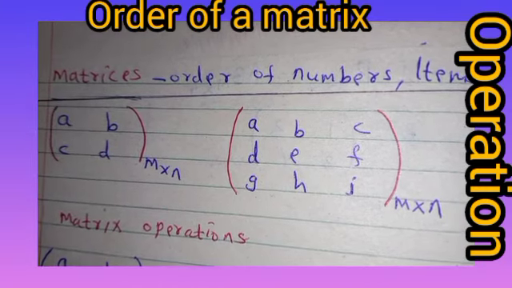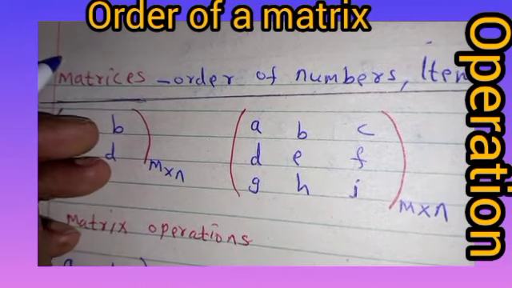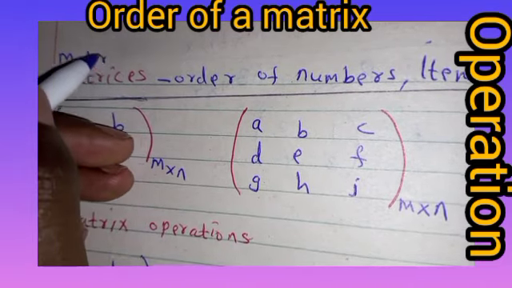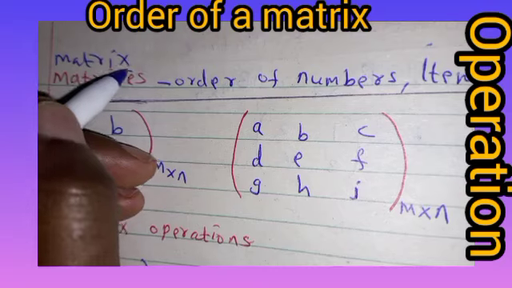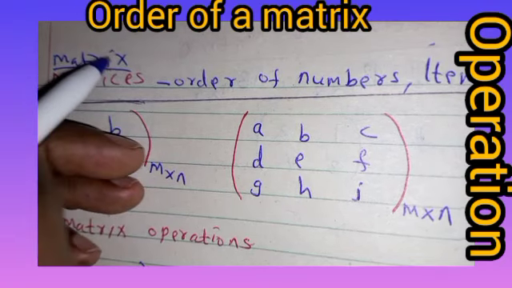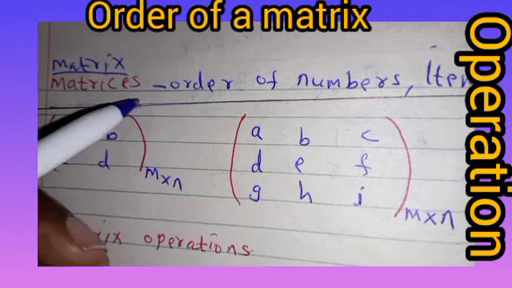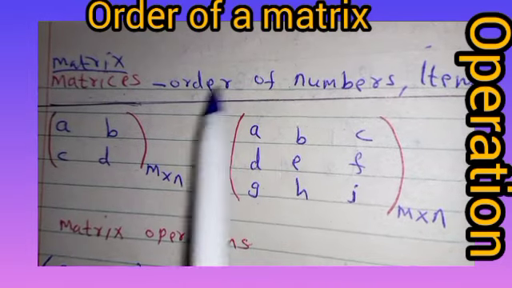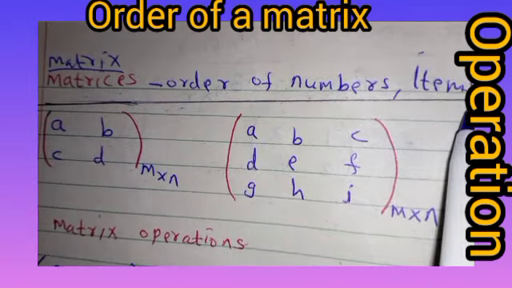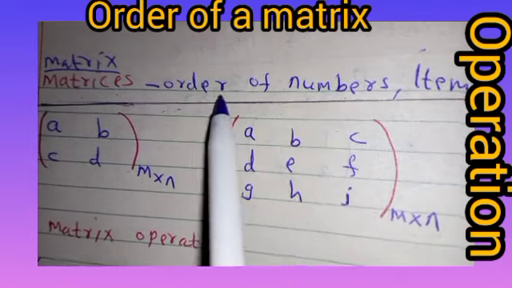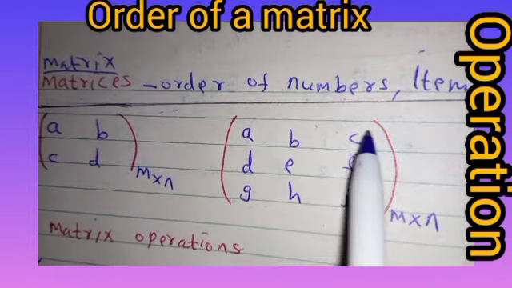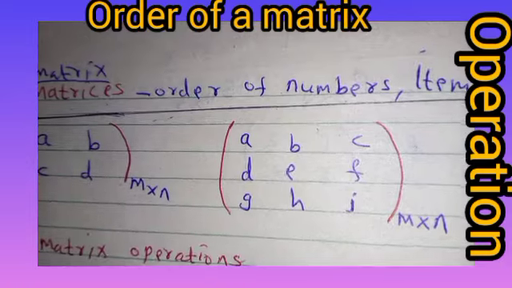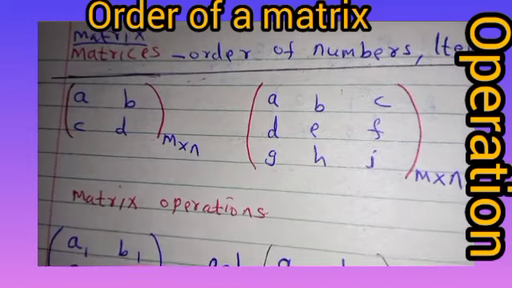Matrices is the plural of matrix. Matrix is the singular. A matrix has to do with the arrangement of numbers, items, or objects. So the order, the arrangement, the array, the alignment of objects is what is called a matrix.